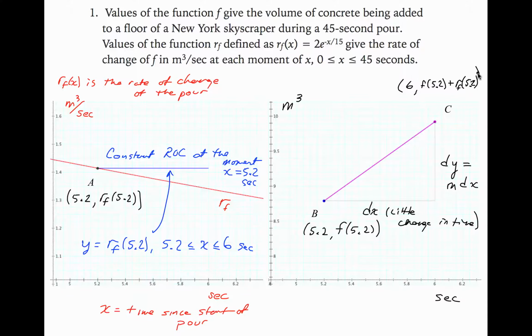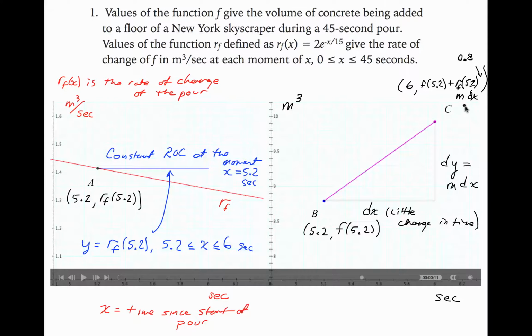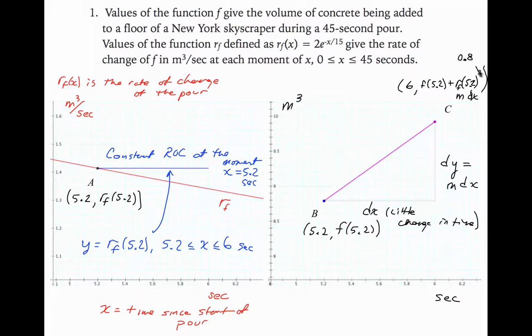So this is m dx. M is the rate at the moment, 5.2 seconds, and 0.8 is our little change in time. So this is our m dx, and the final value of a quantity is the initial value plus how much it changed. How much it changed is calculated by constant rate of change, the rate times the change in time. Okay, so that is our coordinates of C.